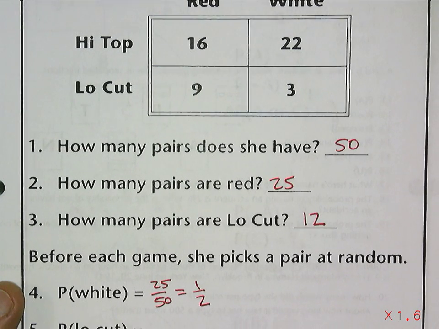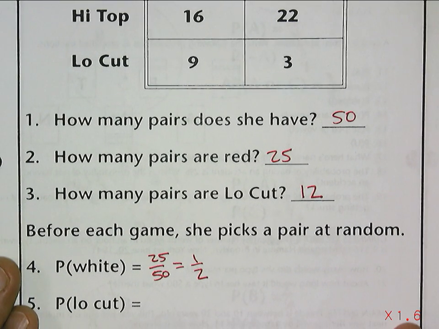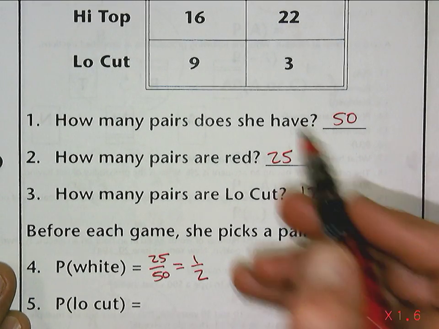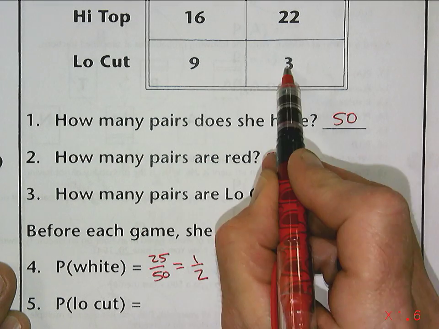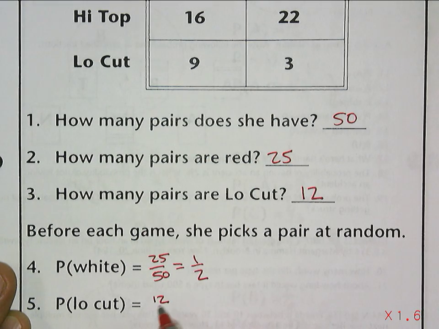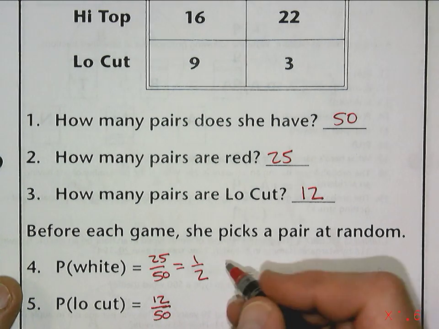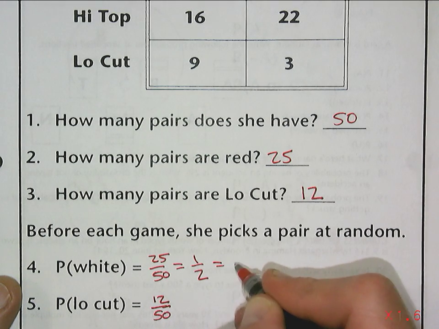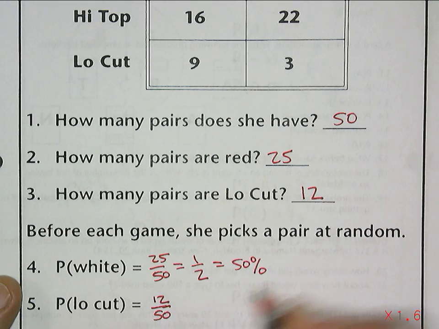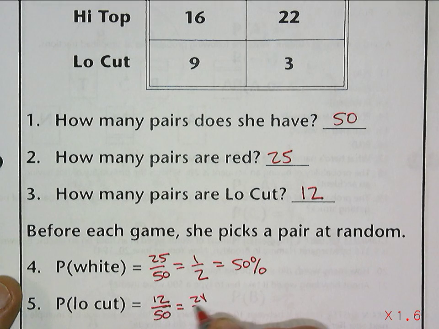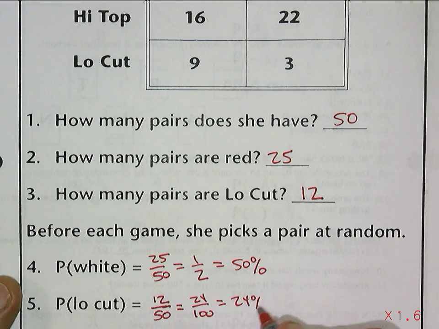What if we were just talking about low-cut shoes? So the low-cut only. Here again we have 9 and 3 is 12 out of 50 that are low-cut shoes. And again, we could change these to percents too, because this is 50% and this one is 24 out of 100. Double them both and you get 24%.